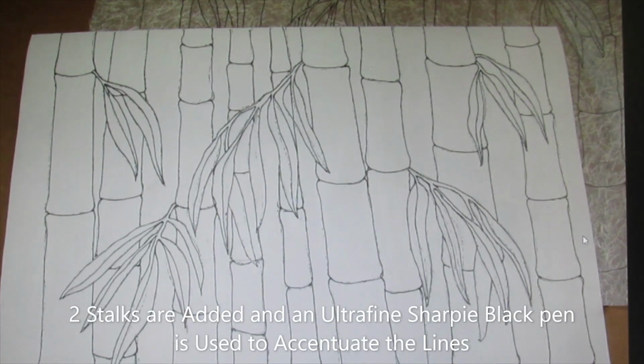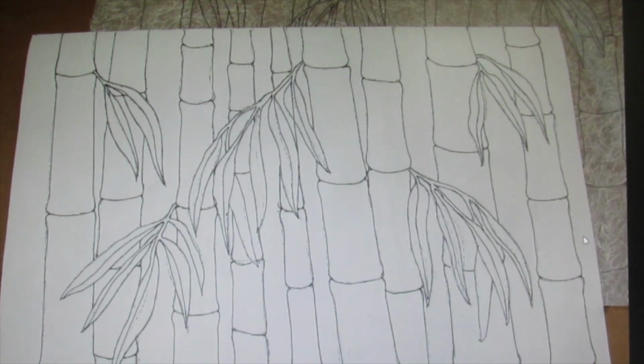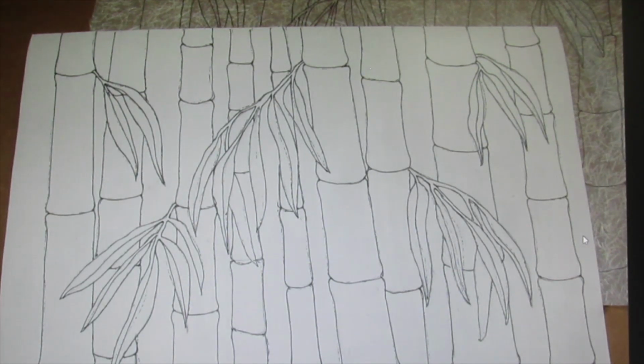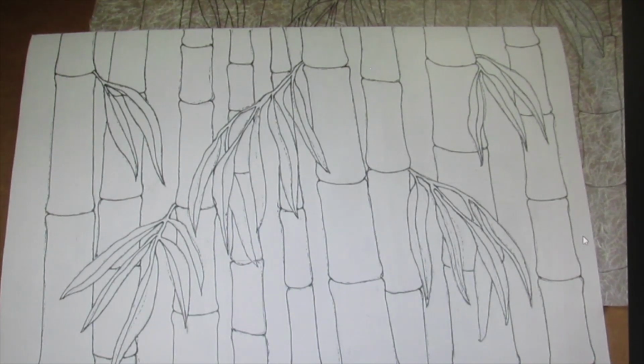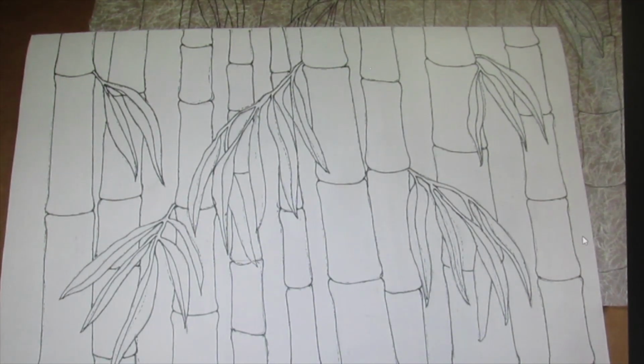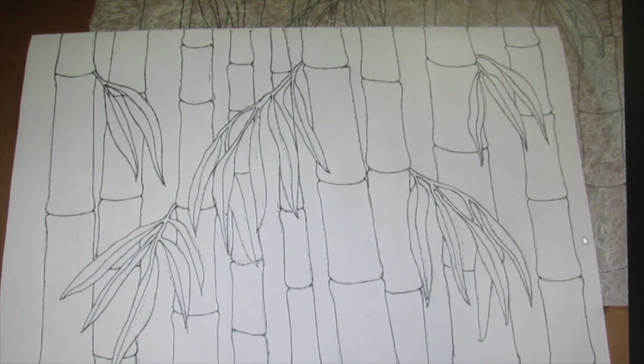After evaluating my drawing and telling you that that area in the center was bothering me a little bit, I went ahead and filled it in with 2 more thinner stalks of bamboo, and I seem to like this a lot better. I'm going to go ahead and make sure everything is drawn in with an ultrafine Sharpie, which will darken the lines, and then I'm going to really erase every pencil mark. And now I'm ready to transfer the drawing to the painting surface that I'll be using.